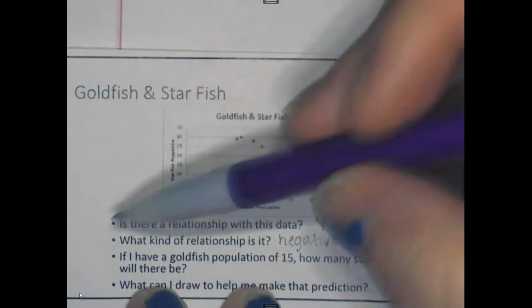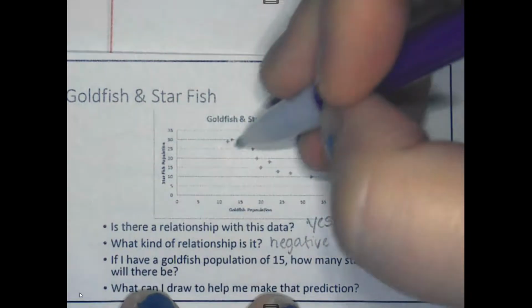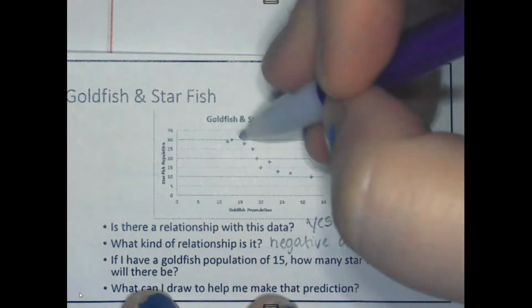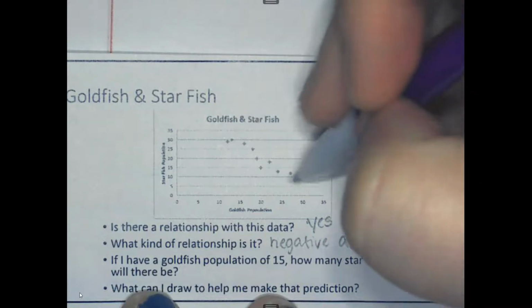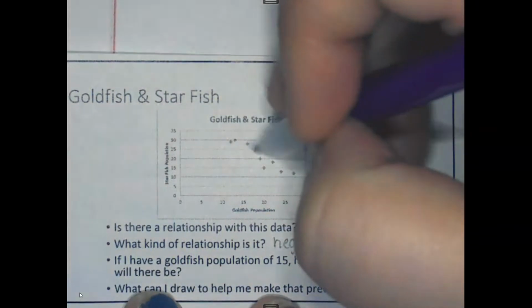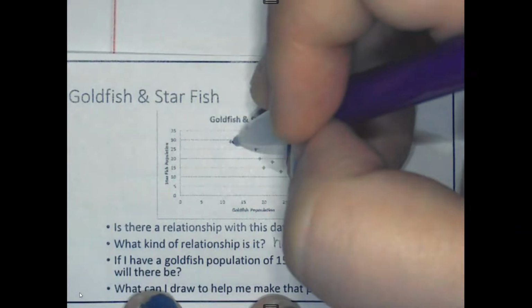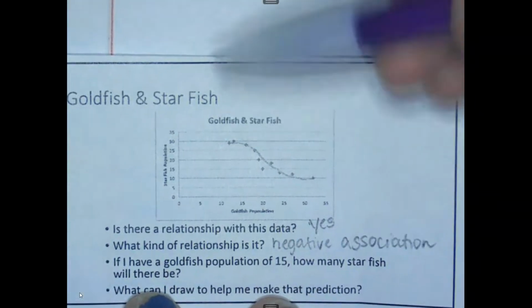Alright, so let's look. If I have a goldfish population, I'm going to sketch this. It's kind of linear. We can see that it curves right here. But if we look at that one as an outlier, it gives us a nice non-linear pattern that we can go ahead and trace, if you want.